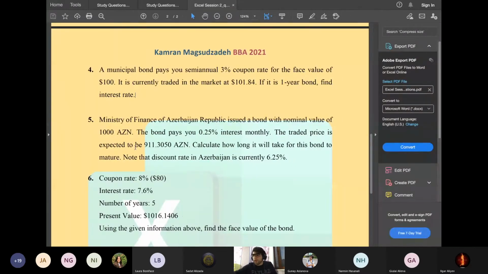Ministry of Finance of the Azerbaijan Republic issued a bond with nominal value of 1,000 AZN. The bond pays you 0.25% interest monthly. The traded price is expected to be 911 point something AZN. Calculate how long it will take for this bond to mature, or it's asking for number of periods. Note that discount rate in Azerbaijan is currently 6.25%.